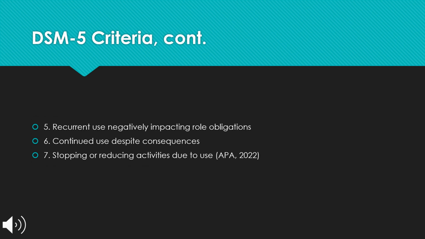Criteria 5 through 7 is focused on impairment in different domains as a result of the substance use. When individuals experience substance abuse, this may begin to negatively impact their daily roles at work, school, or home. After these areas are negatively impacted, individuals will continue to use regardless of the consequences and eventually may completely stop certain activities or significantly lower their participation as a result of continued use.